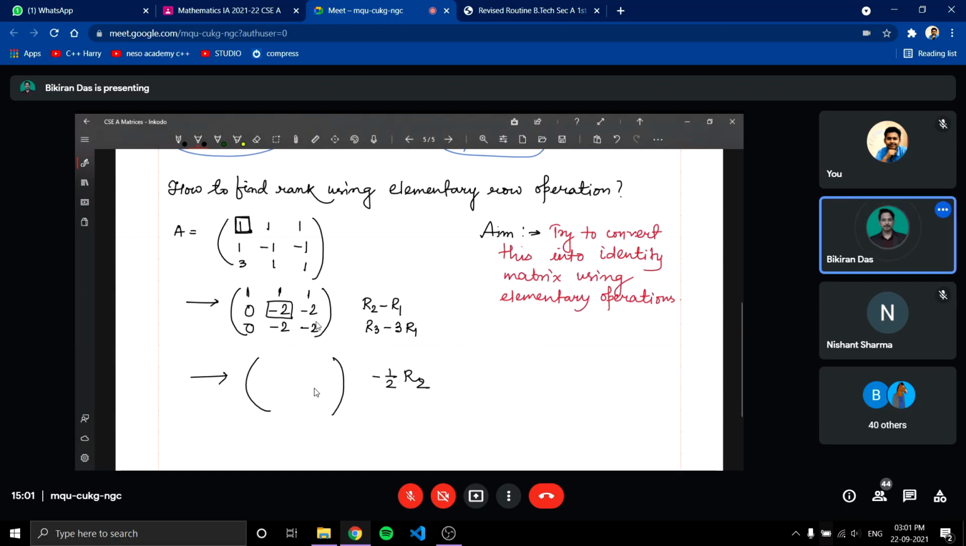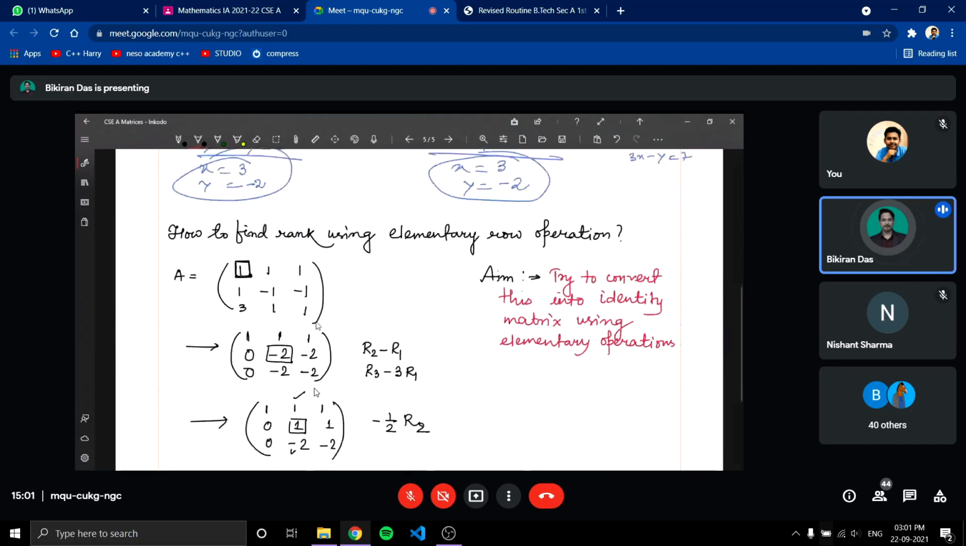Minus half into R2. So we are doing nothing with the first and third row. We are just multiplying the second row by minus half. So this will become 0, this is 1 and this is 1. So then since you have made this 1, what is the next task? Your task is to make this one 0 and this one 0.